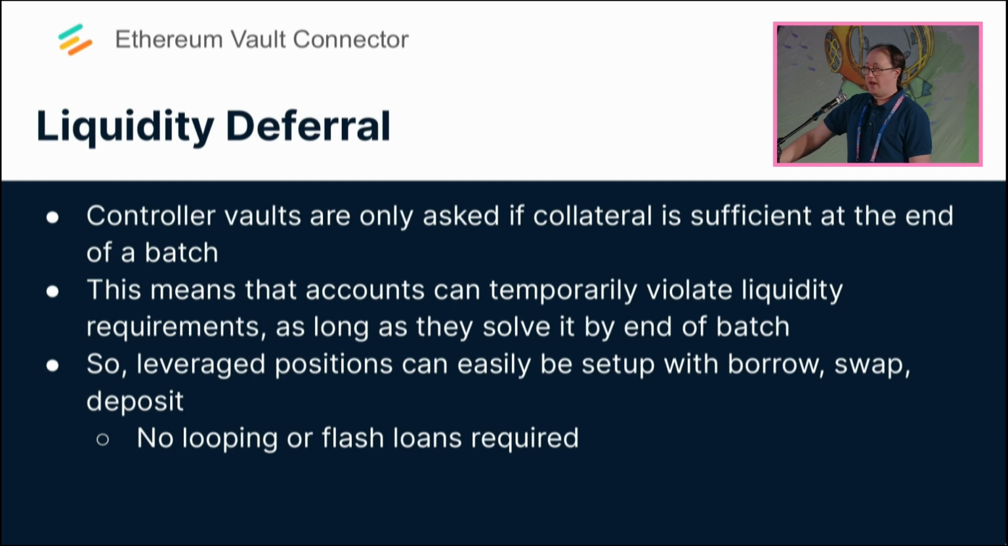As we were talking about, that deferral of liquidity checks is quite powerful. What we call this is flash liquidity or deferred liquidity. As I was saying, accounts can temporarily violate their liquidity as long as they solve it at the end of the batch. And that lets you set up leverage positions without doing any kind of looping or flash loans or anything like this. It's just built in natively to the system.